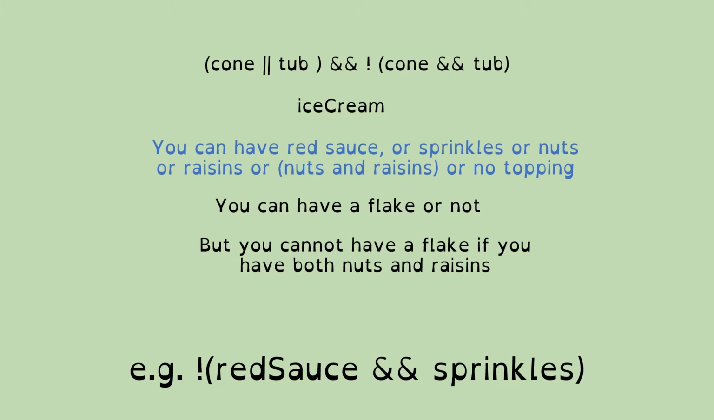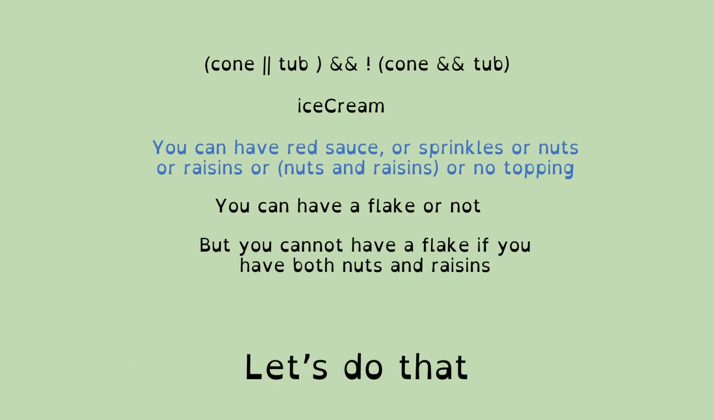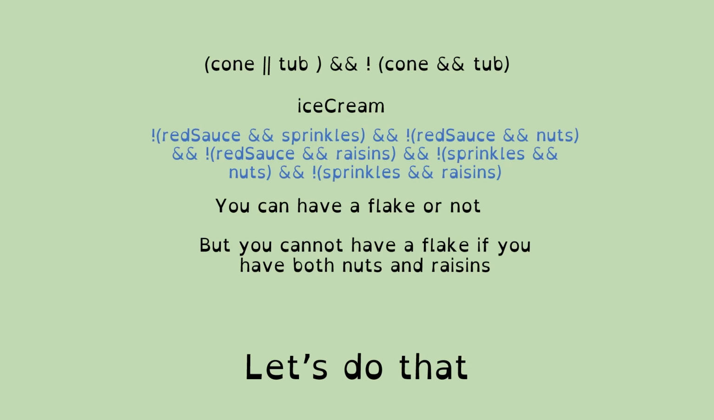And we could go through each combination and say that is forbidden. So red sauce and sprinkles is not allowed. And so we're going to do this. We're going to take all the different combinations. And there aren't actually that many of them, but it still looks fairly complicated. So as we look through them, you are not allowed red sauce and sprinkles. And you are not allowed red sauce and nuts, you're not allowed red sauce and raisins, you're not allowed sprinkles and nuts, you're not allowed sprinkles and raisins, you are allowed raisins and nuts.